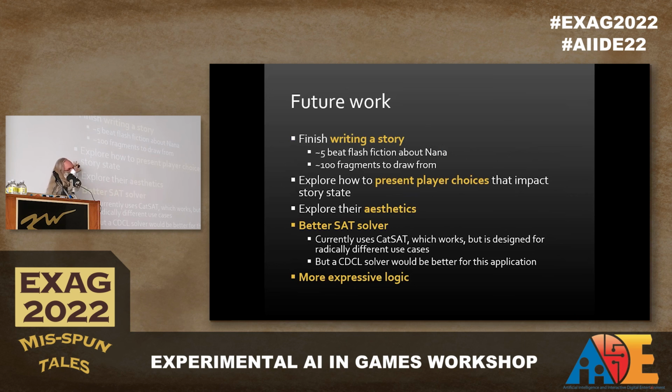But I'm interested in exploring how we present these kinds of choices to the player that have wide implications for what the tone of the story will be, what the genre will be, what kinds of topics come up, etc., and explore the aesthetics of interacting with the player when they're choosing fragments that could change the story world in significant ways. This is built using a SAT solver called CatSAT, which is really designed for different use cases. It would be better with a more conventional SAT solver. It's always nicer to have a more expressive logic.